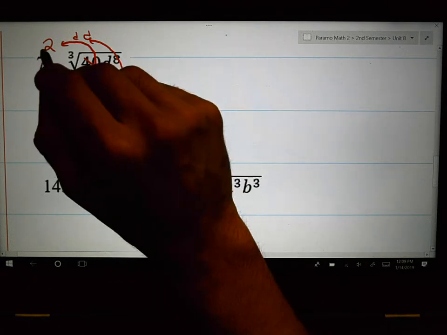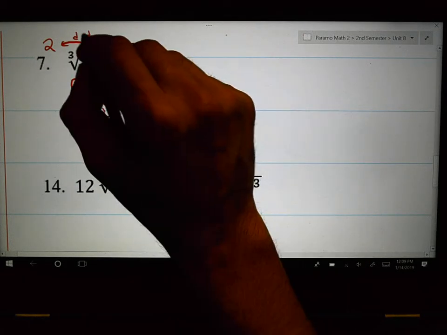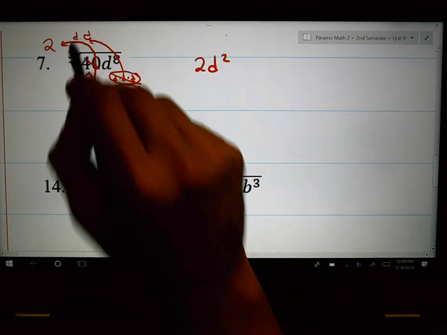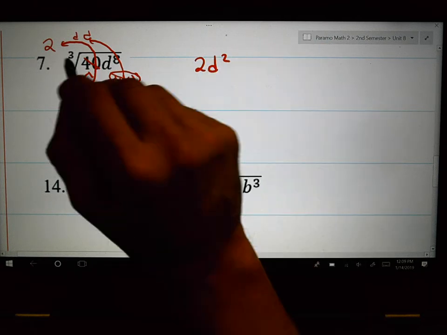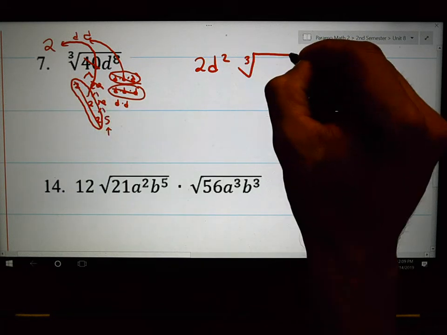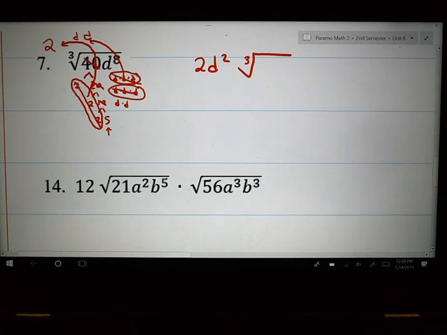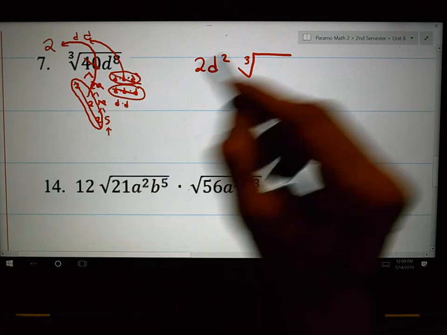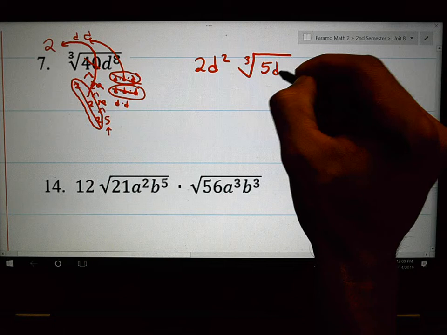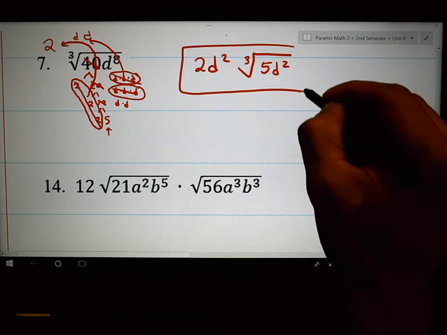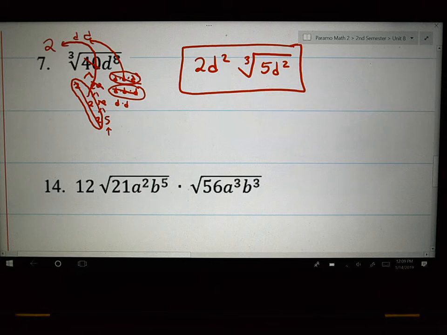So I have 2d times d. I put those together. It's 2d squared because you have 2 of them. This is a third root. It stays the third root of. What's left inside is the 5 and the d times d. 5d squared. You put them back together when they don't have the partners.